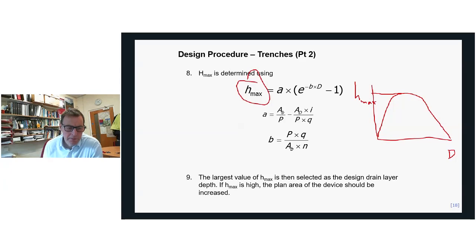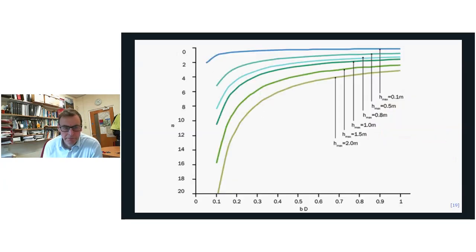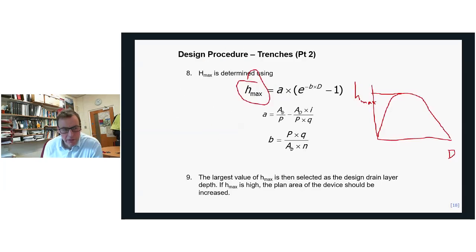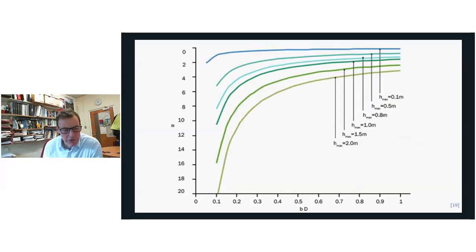Okay, straightforward, I think. So rather than calculating A and B, it is also possible to use these curves, which plot B times D against A, and that can also give you H max.